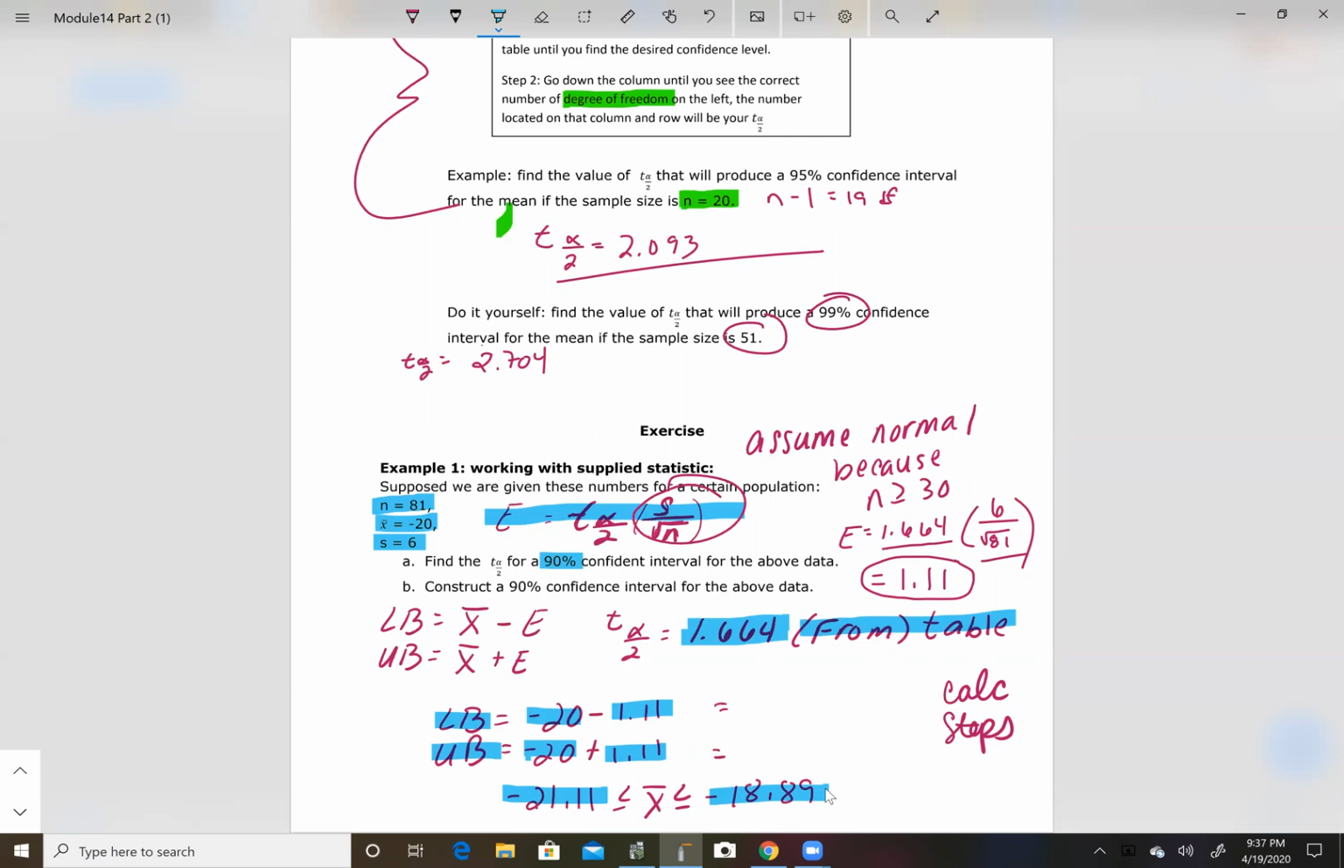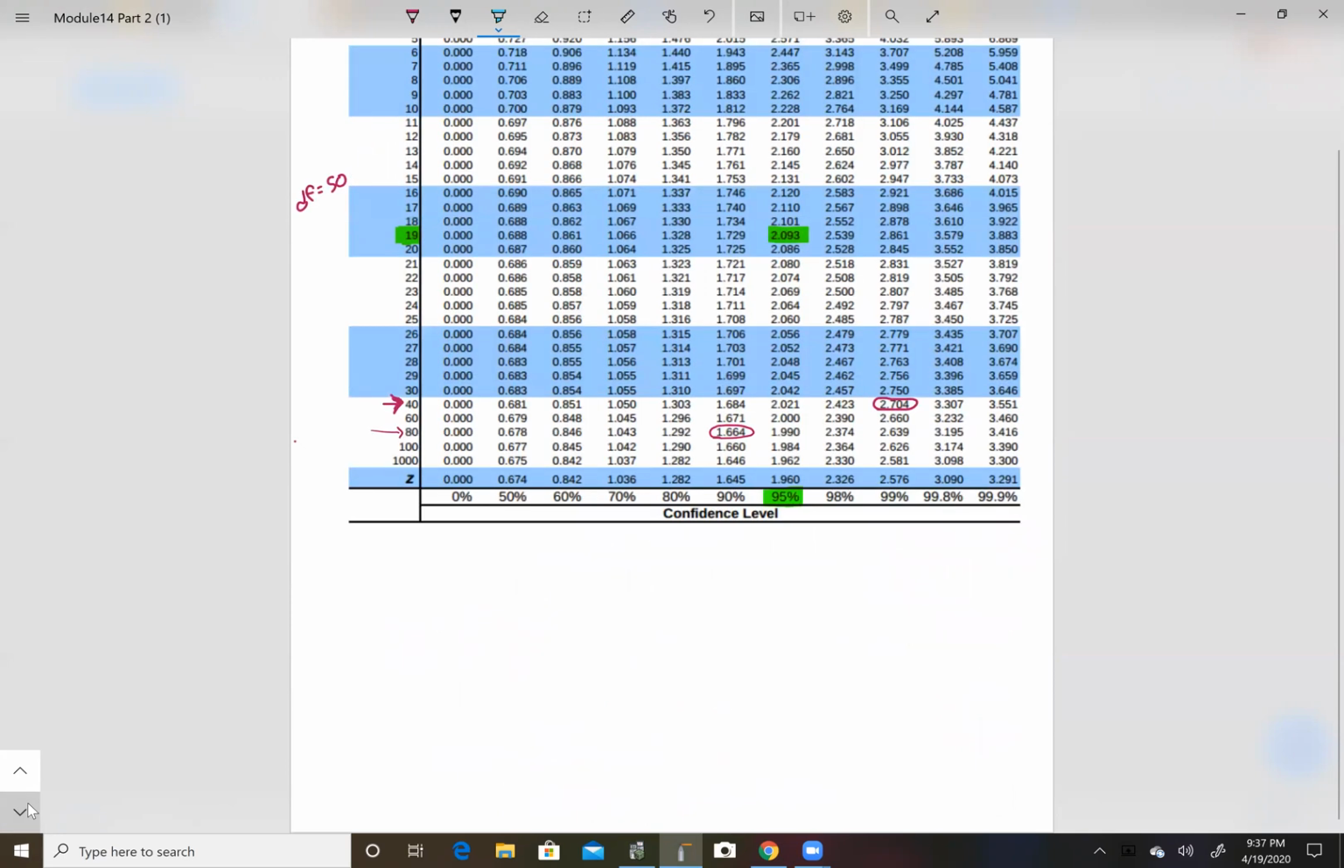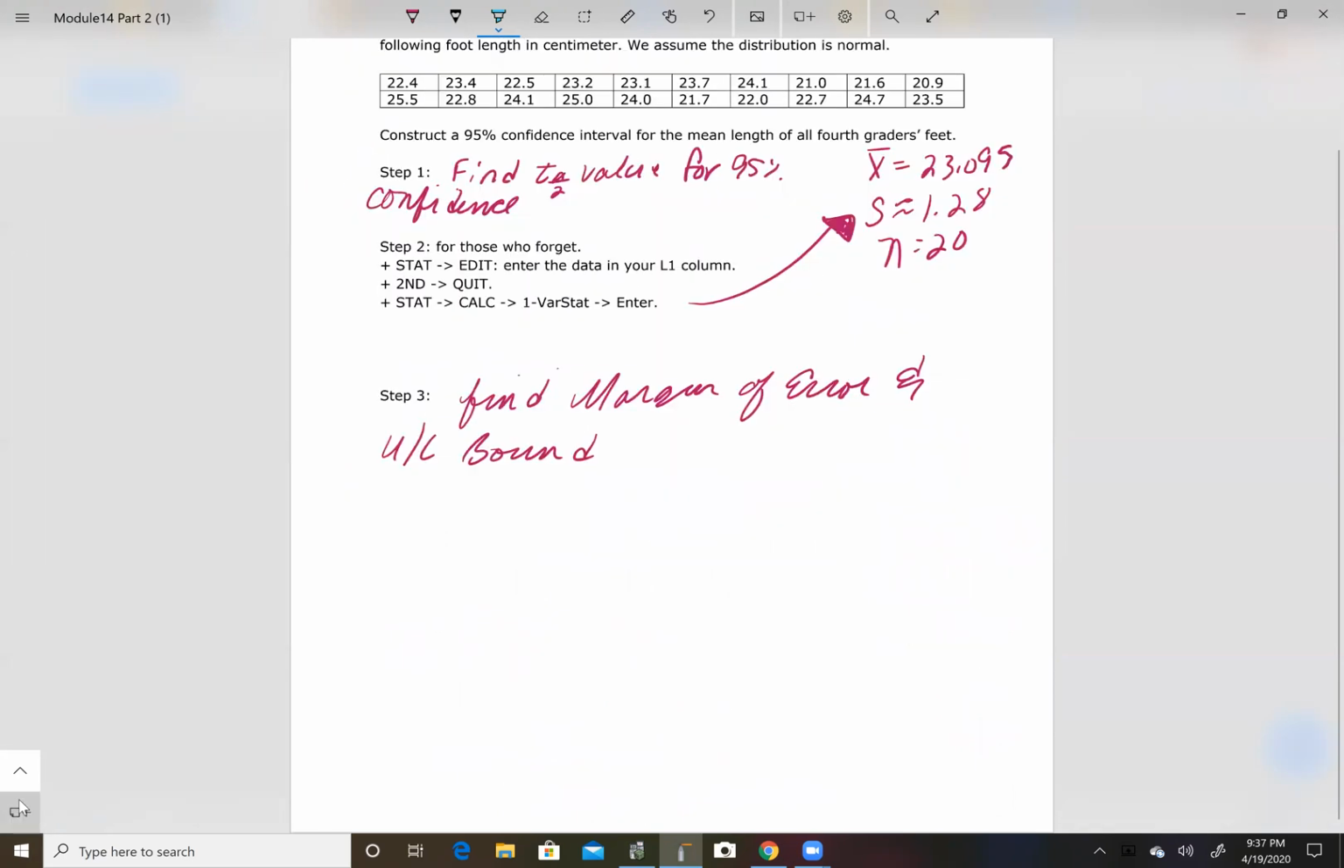So we can be 90% confident that the mean value for that sample is between -21.11 and -18.89. Okay, for that population anyway, not sample. We used the sample to figure out the population. Okay, there's your table. I also put a link to that in your slideshow.